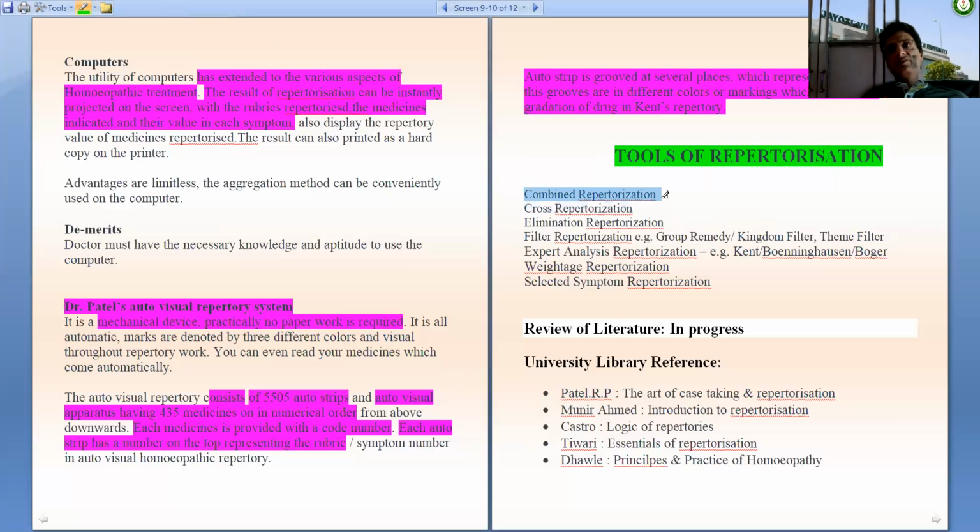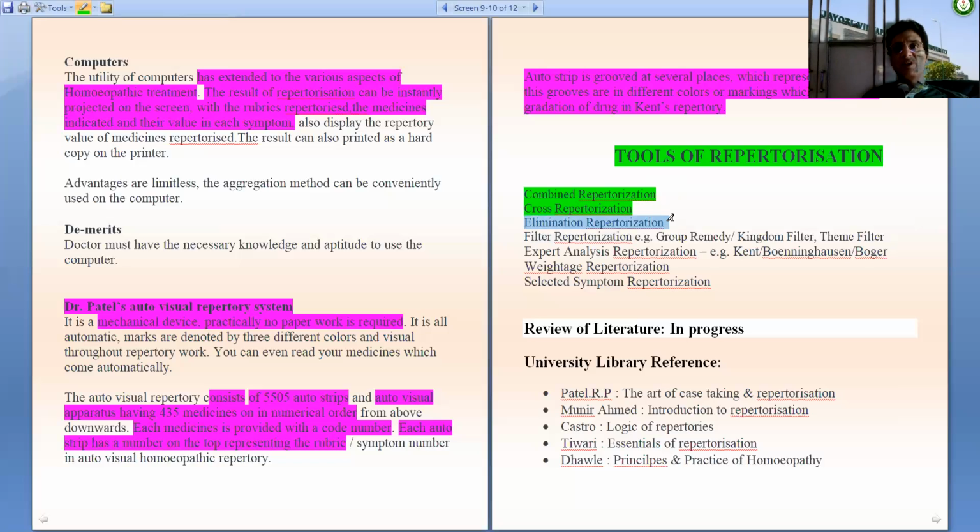Combined repertorization is a tool. Tools are actually analytical tools which we use especially after completion of repertorization. When we have got results of simple repertorization, but we want to assess the result with more tools, then we go for tools like combined repertorization. We take rubrics from other repertories also to get the combined repertorization. Cross repertorization: the result of one repertory is cross-checked from the other.